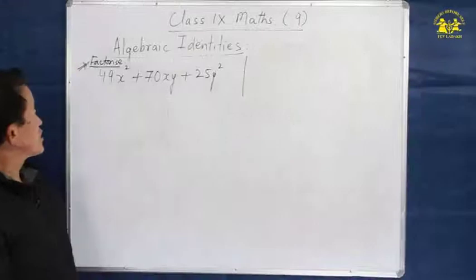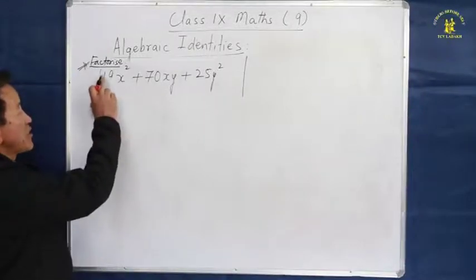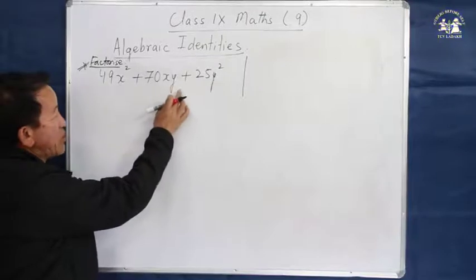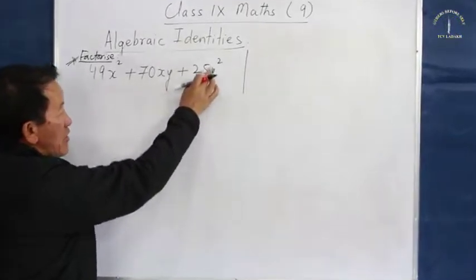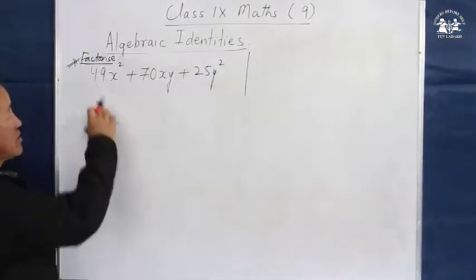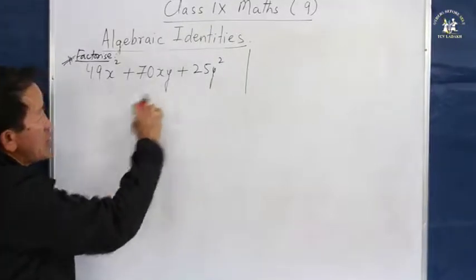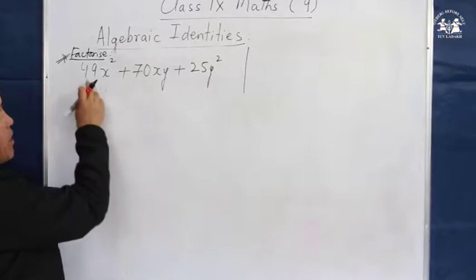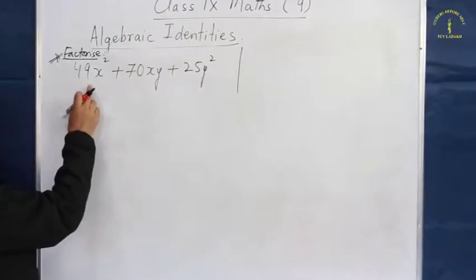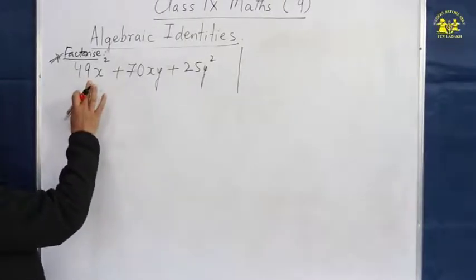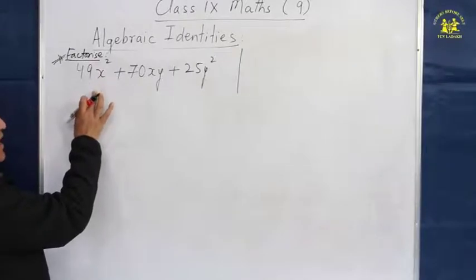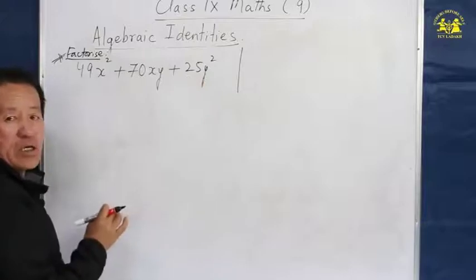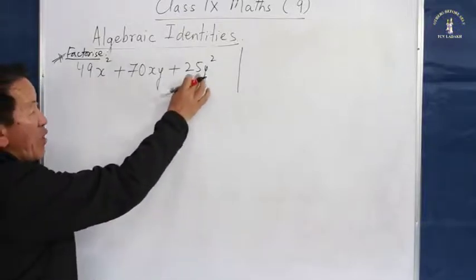Now the second question is to factorize 49x squared plus 70xy plus 25y squared. Let's look at this. The first term is 49x squared, which is the square of 7x, and then 25y squared is the square of 5y.